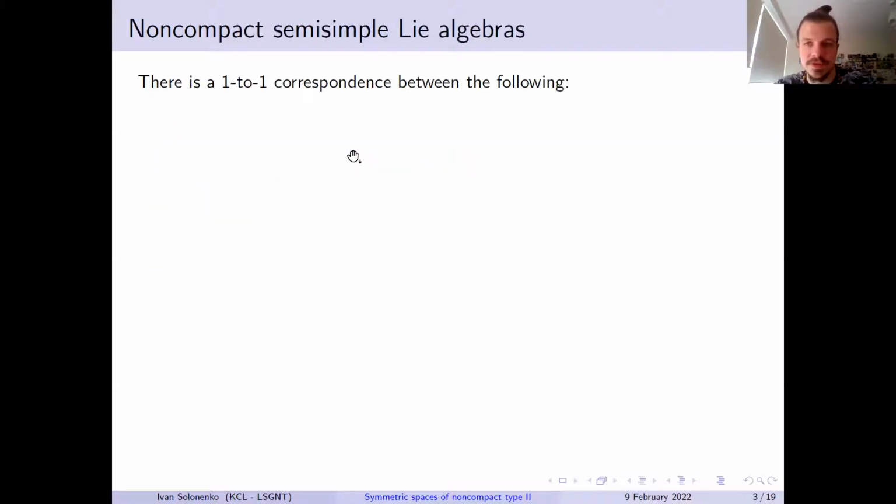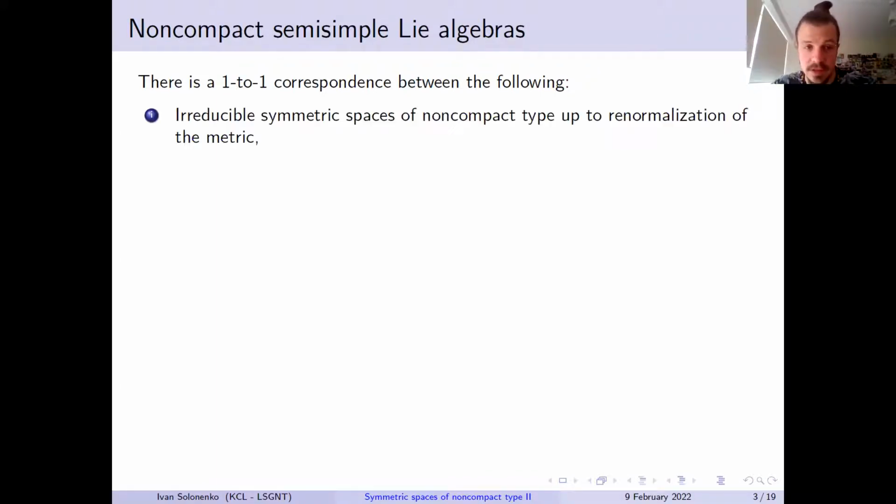Okay, so here's the bridge. There is a one-to-one correspondence between the following things. Between irreducible symmetric spaces of non-compact type up to renormalization of the metric. So you're allowed to multiply the metric by a positive constant. Simple non-compact Lie groups. And here by simple, I mean not just topologically simple, which would mean that any normal subgroup is discrete, but group theoretically simple. So there are no non-trivial normal subgroups whatsoever.